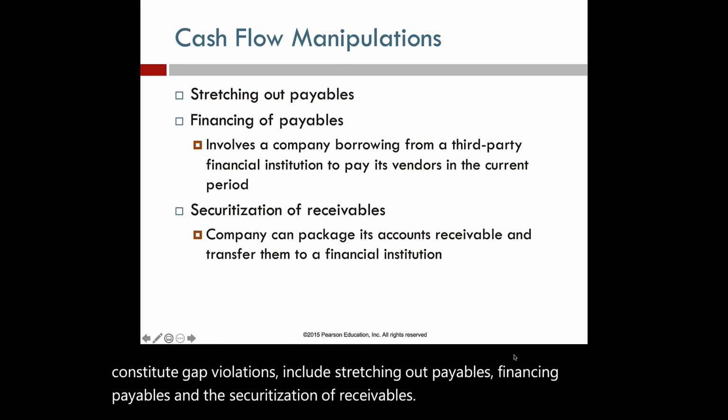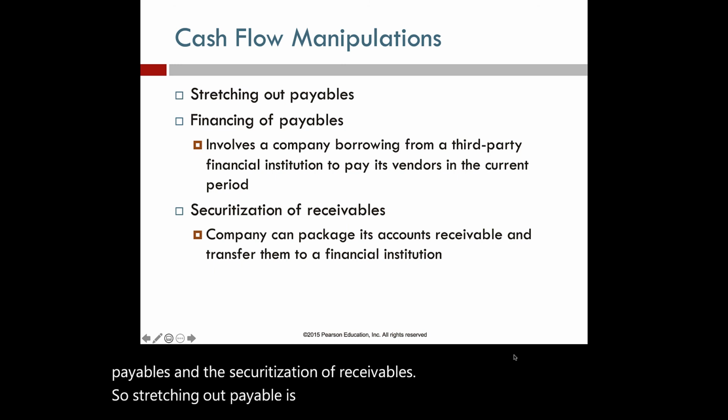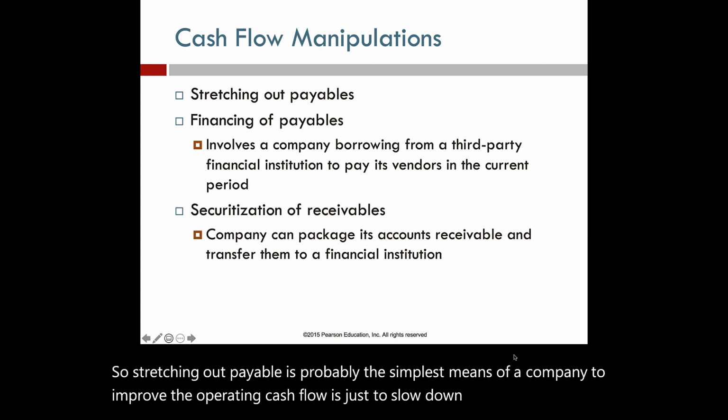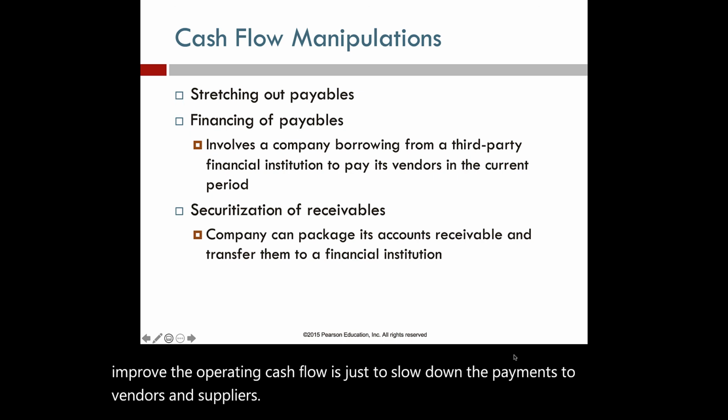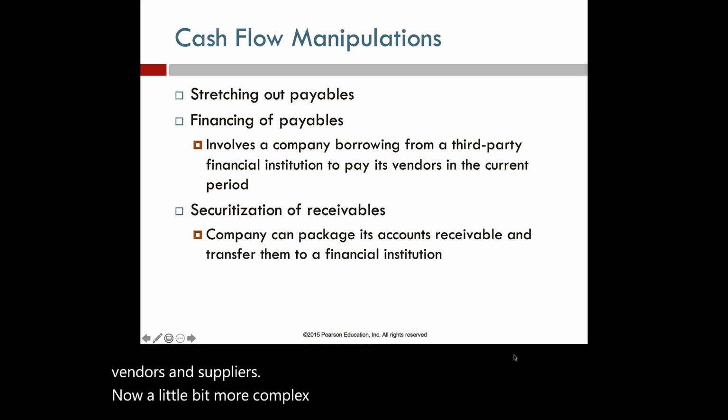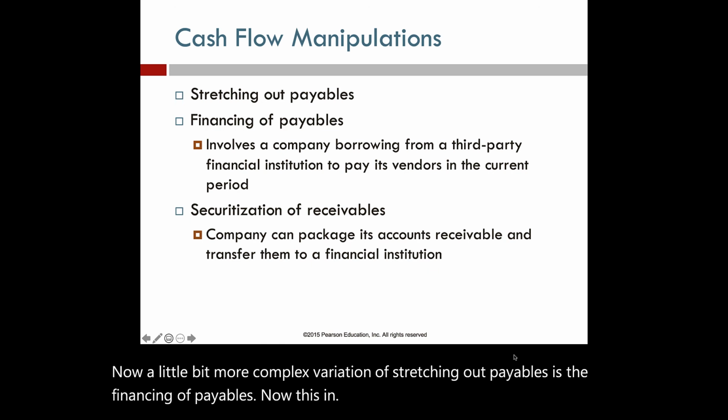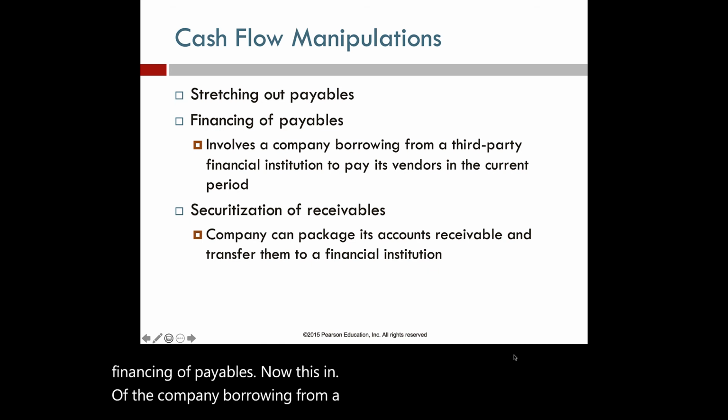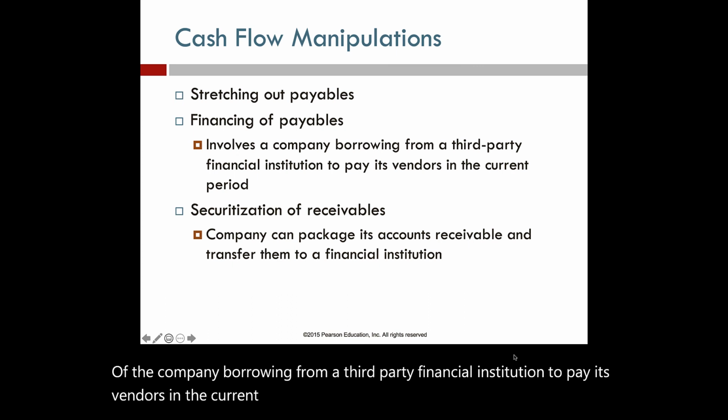Stretching out payables is probably the simplest means for a company to improve the operating cash flow. It's just slowing down the payments to vendors and suppliers. A little bit more complex variation of stretching out payables is the financing of payables. This involves a company borrowing from a third-party financial institution to pay its vendors in the current period, with the intent of paying off the loan in a subsequent period.